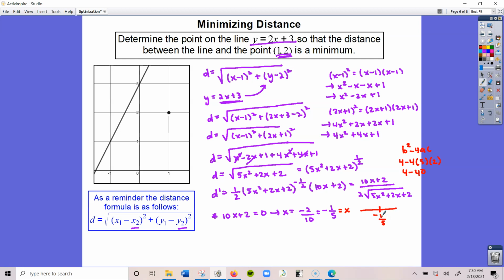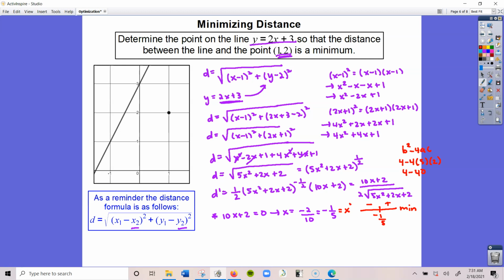A number less than negative 1 over 5 would be, let's say, negative 1. Negative 1 in the numerator would make the numerator negative. And then if I plug it in the denominator, negative 1 squared would become positive. So 5 minus 2 plus 2 would still be positive. So a negative divided by a positive is negative. And if, let's say, I plug in 0, I would get positive over positive. So this is indeed a minimum.